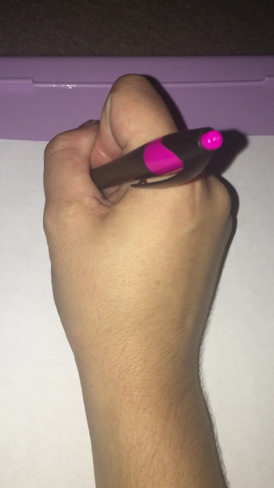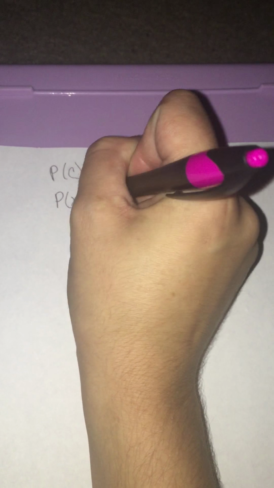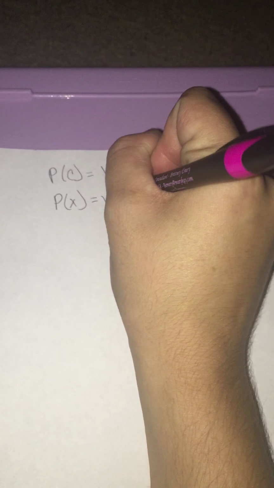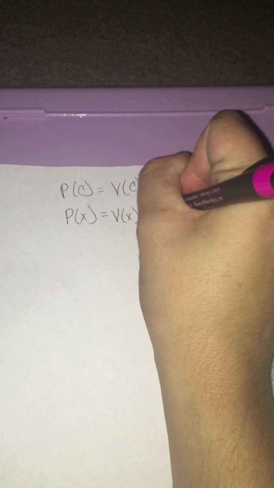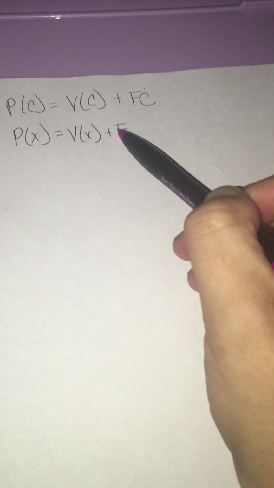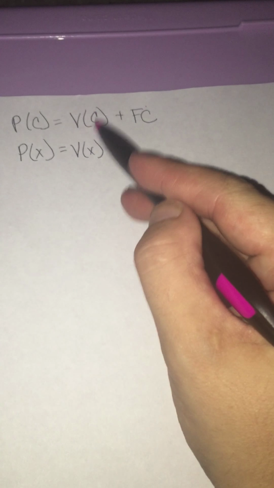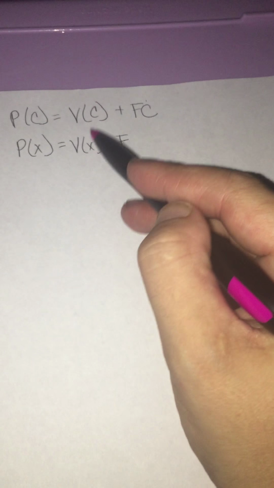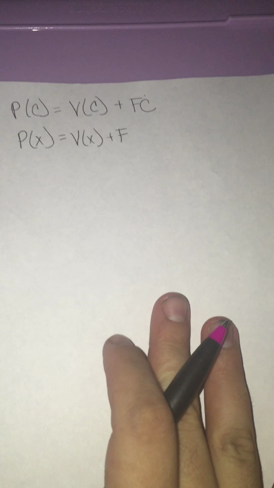Now that we're changing it to X, we're going to do P of X equals V X plus F, because you don't need to multiply the fixed cost by X, because X doesn't affect the F, because it stays the same no matter how many units you produced. But the variable cost changes with the number of units you produce, so that's why that's got to be times the quantity.